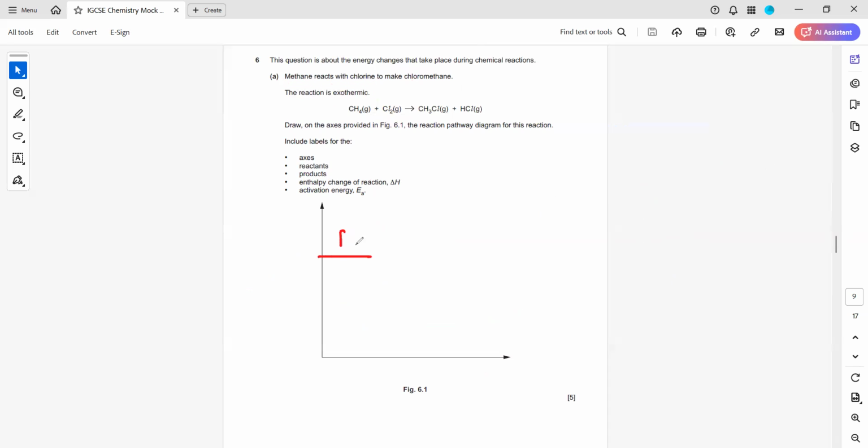So the reactants will be there, and we will have the products. The energy from the start of the reaction, from the reactant up to the peak, that is the activation energy. And from the reactant to the product, that is the enthalpy change. Activation energy is Ea and the enthalpy change is delta H. Delta H will be negative, but we just have to label delta H.